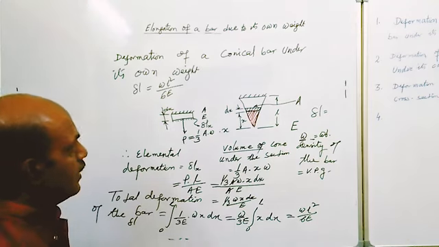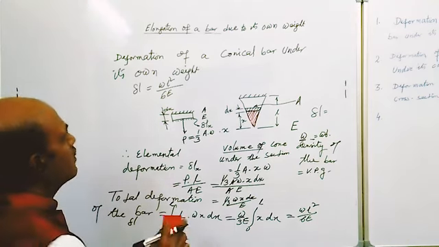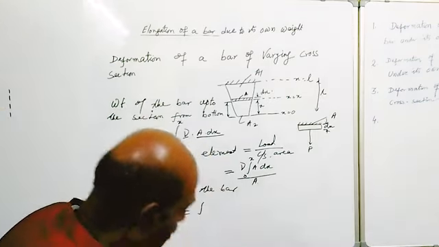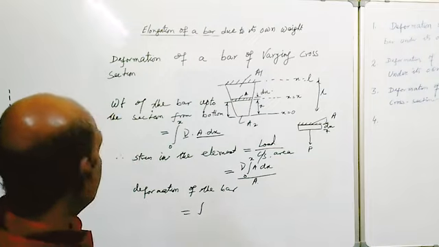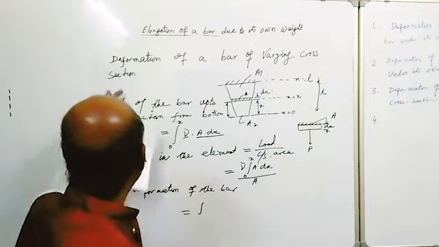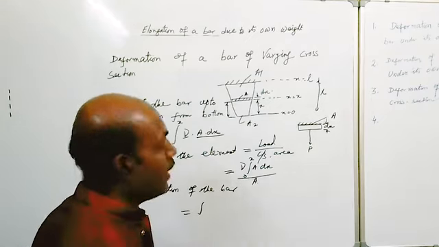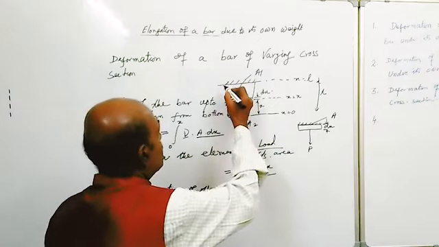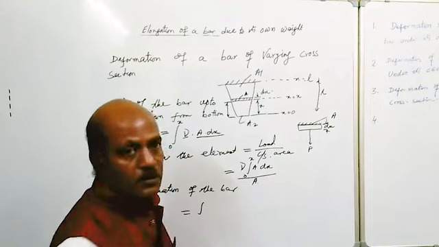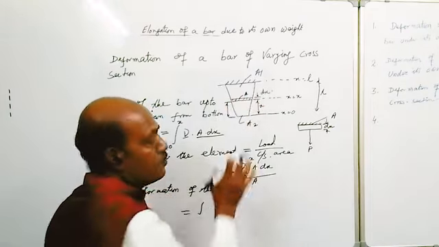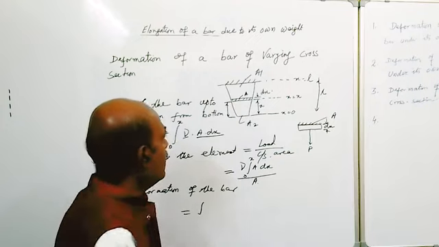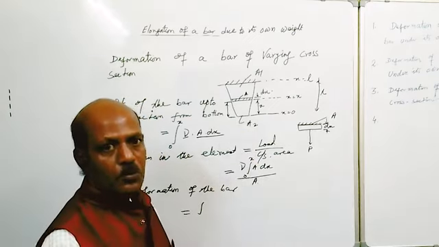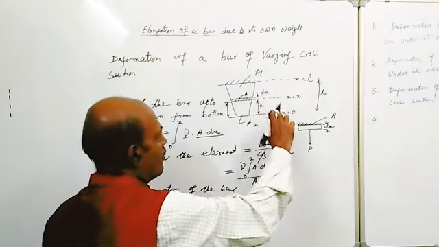Now we will see the third case, that is deformation of a bar of varying cross section. So we have to determine what is the deformation produced in a bar of varying cross section. The figure shows a bar of variable cross section. At top the cross sectional area is A1, and at bottom the cross sectional area is A2. The length of this taper bar is L.